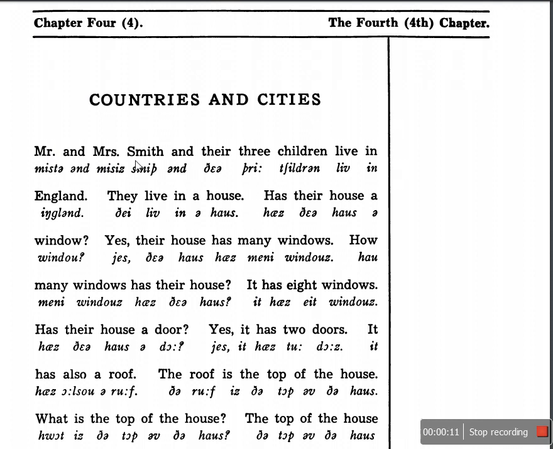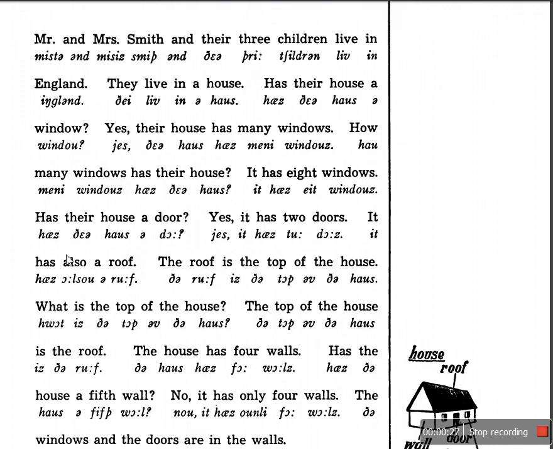Mr. and Mrs. Smith and their 3 children live in England. They live in a house. Has the house a window? Yes, the house has many windows. How many windows has the house? It has 8 windows. Has the house a door? Yes, it has 2 doors.